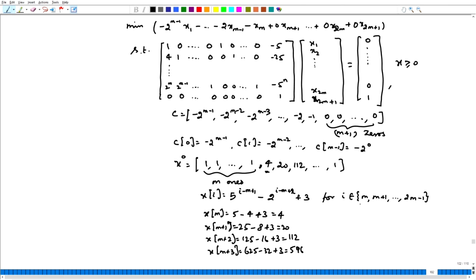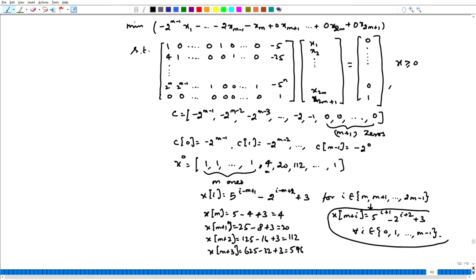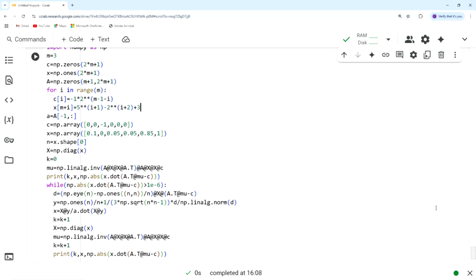So, I can rewrite this as x of m plus I equals 5 power I plus 1 minus 2 power I plus 2 plus 3 for all I in 0 to m minus 1. So, I have just changed the way I write I. So, that is what I have written down here, 5 power I plus 1 minus 2 power I plus 2 plus 3. And now we will write A.